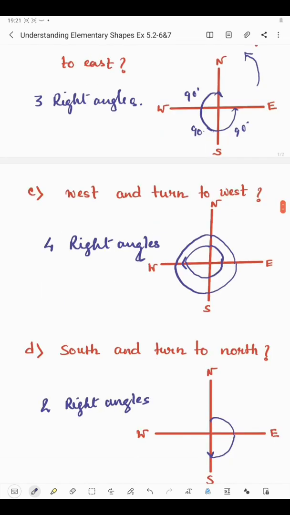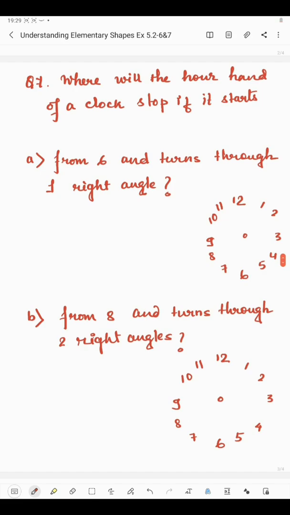So this way we will have to find the number of right angles in direction. Okay. Now coming to the next question. Question number 7 says, where will the hour hand of a clock stop if it starts from 6 and turns through 1 right angle? If the hour hand of a clock starts at 6 and it turns through 1 right angle, then we will have to find where the hour hand of a clock will stop.